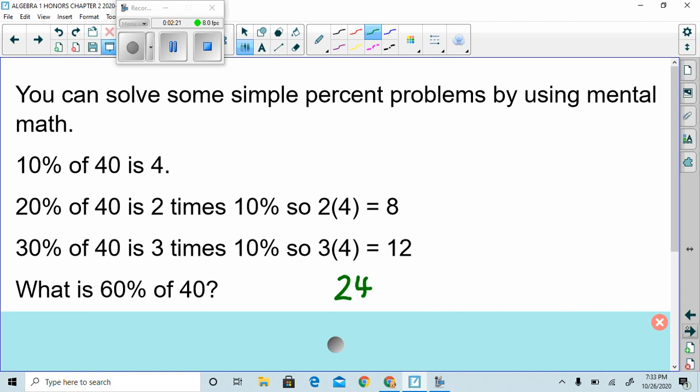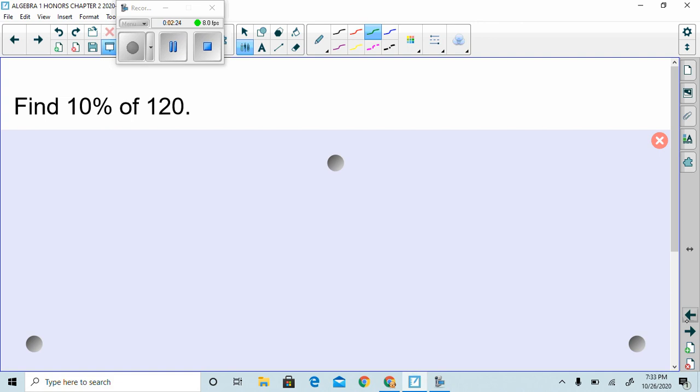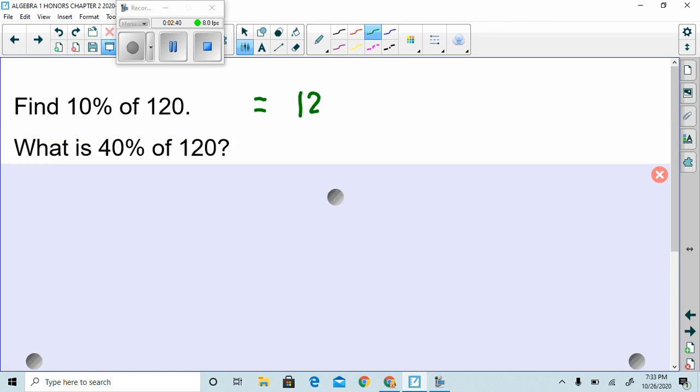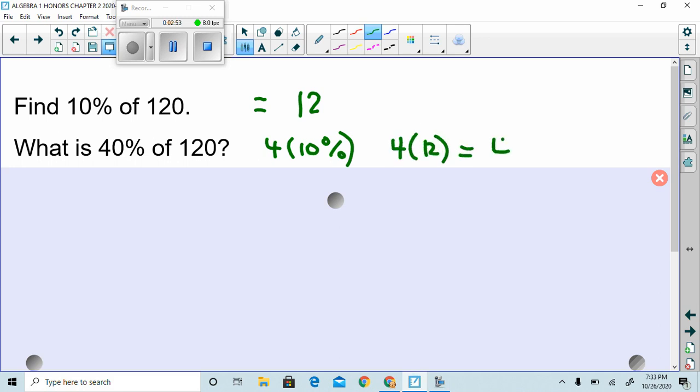Let's look at a second example. Let's find 10% of 120. Remember, 10% is telling us to move that decimal one place to the left. So 10% of 120 is 12. So now let's find 40%. Well, 40% is 4 times 10%. And if we know 10% is 12, 4 times the 12 will be equal to 48.